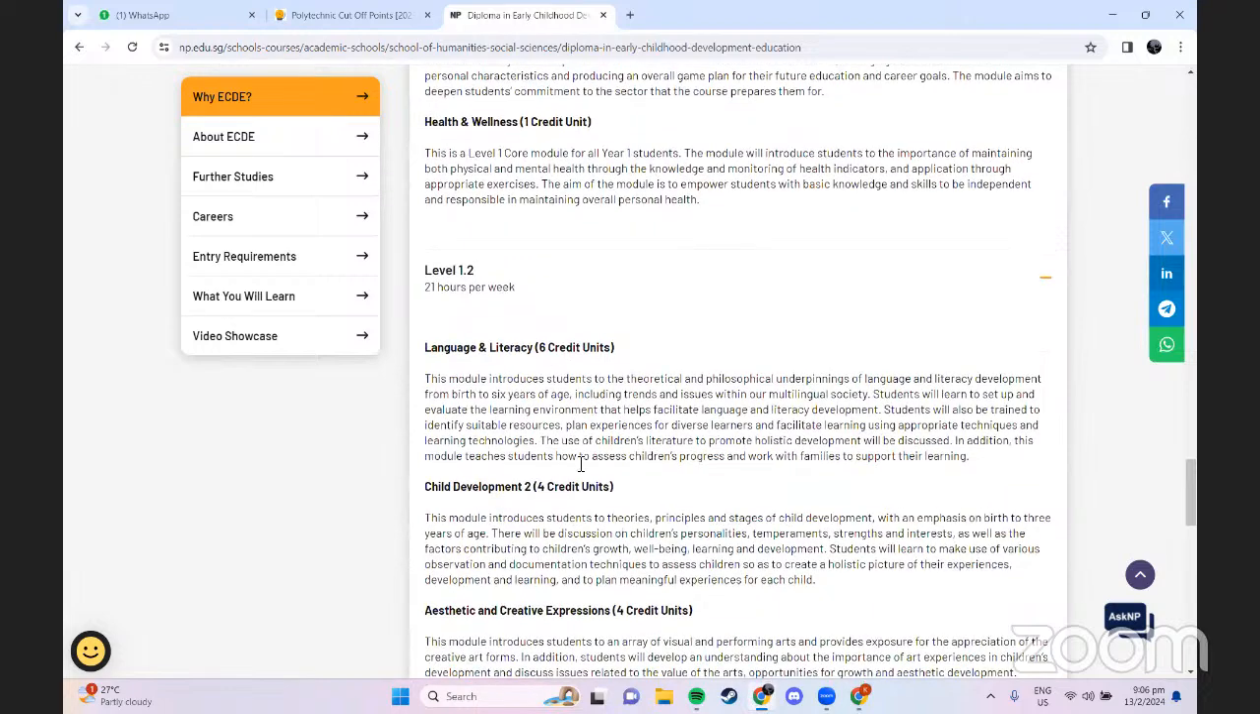Language, 6 credits, which is super big. So you will learn a lot. To put it another way, 6 credits. I'm going to learn a lot about language and literacy, especially early childhood development. That makes a lot of sense.